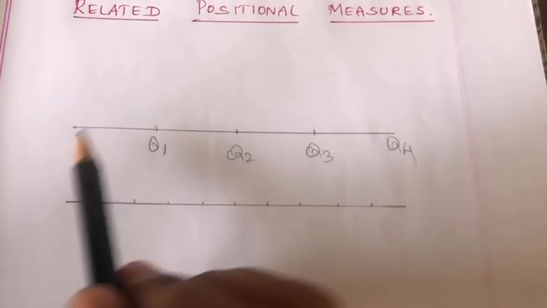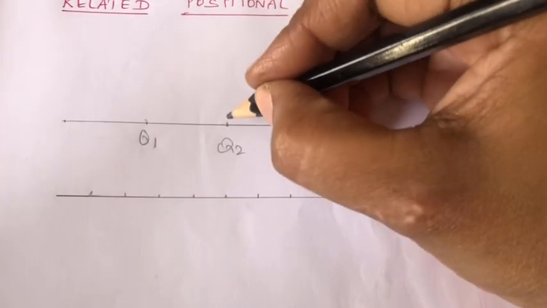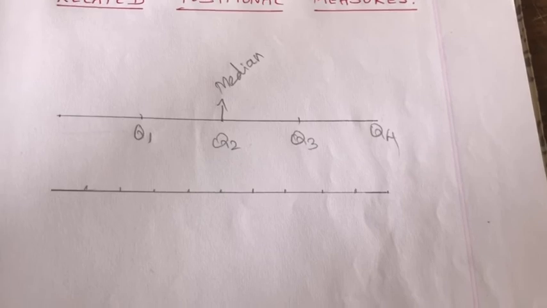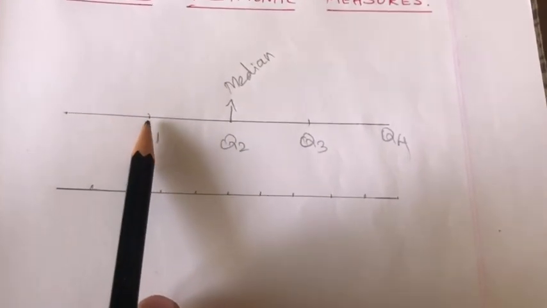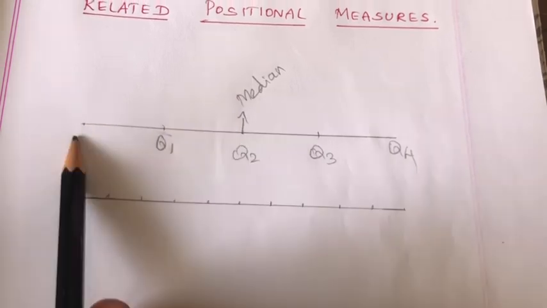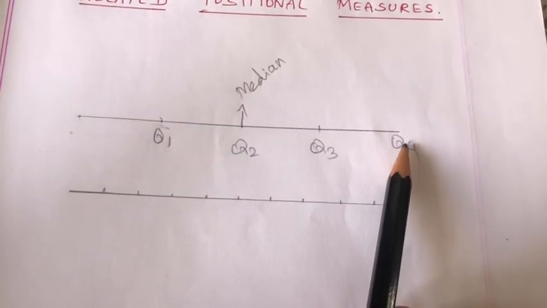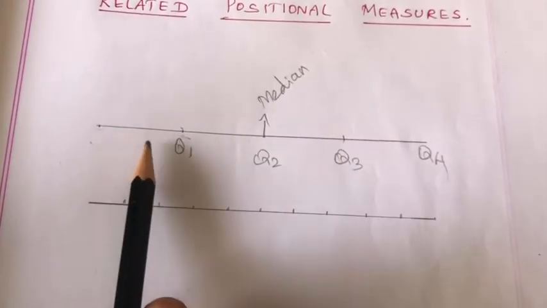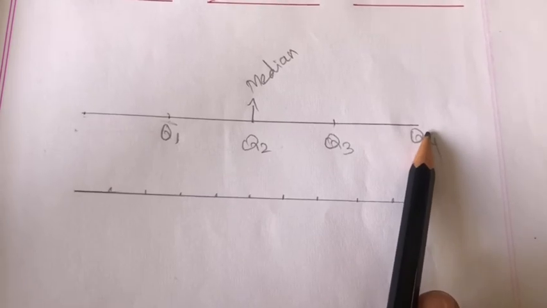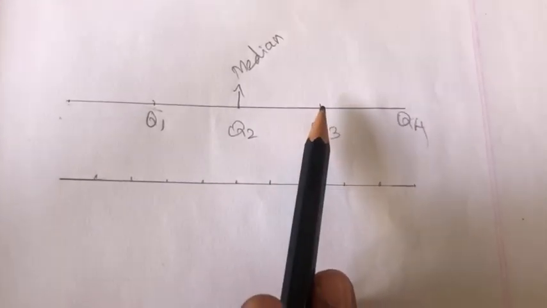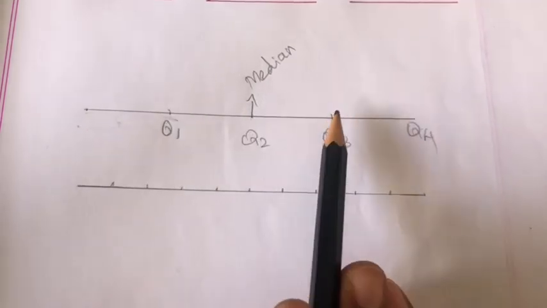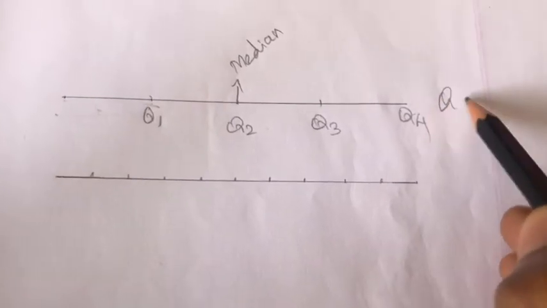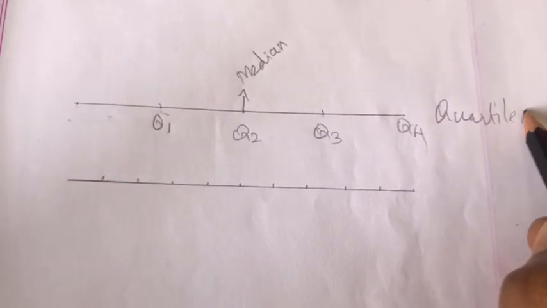Q2 divides the whole data into 2 equal parts, so we can call Q2 the median also. Here Q1 has 25% of the whole data below it and 75% of the data above it. Q2 has 50% of data below it and 50% of data above it. Q3 has 75% of data below it and 25% of data above it. This is quartiles.